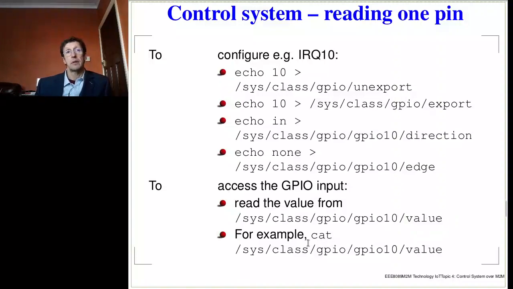How to read it? For example, you need to type cat and then the name of this file, and cat will show you something. This is for shell script, but if you do it from your program, then you need to open this file for reading and get the value from that. How to open it for reading, an example is given in my cheat sheet, so you will see how to do that.